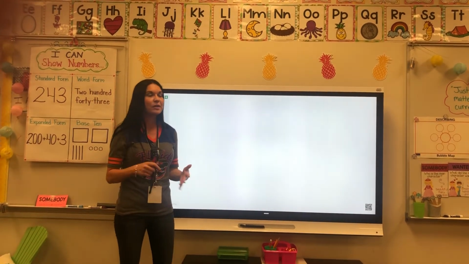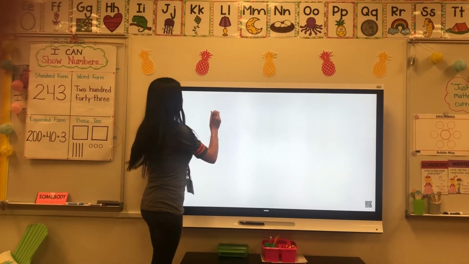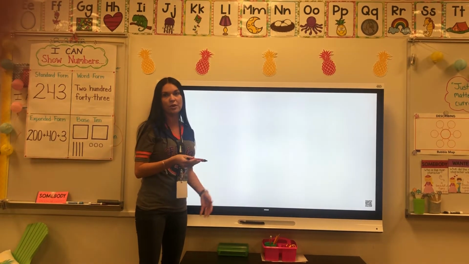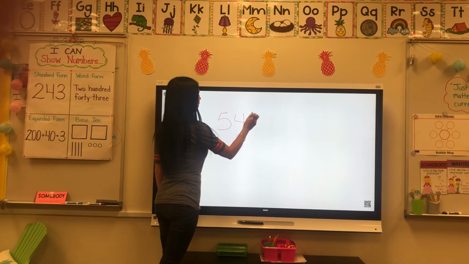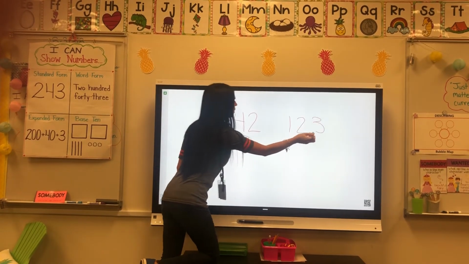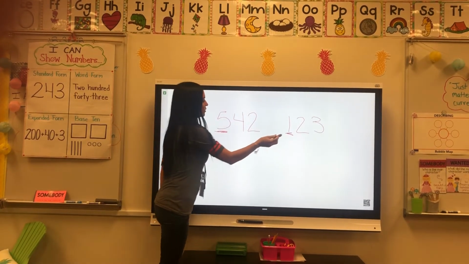The last thing that we're doing is greater than or less than, which is simply whichever number is bigger. This they did in 1st grade, but they didn't do it with hundreds. So now they're adding hundreds. So if the number is 542 and 123, we're going to ask them to first look at the hundreds place and see if 100's bigger.